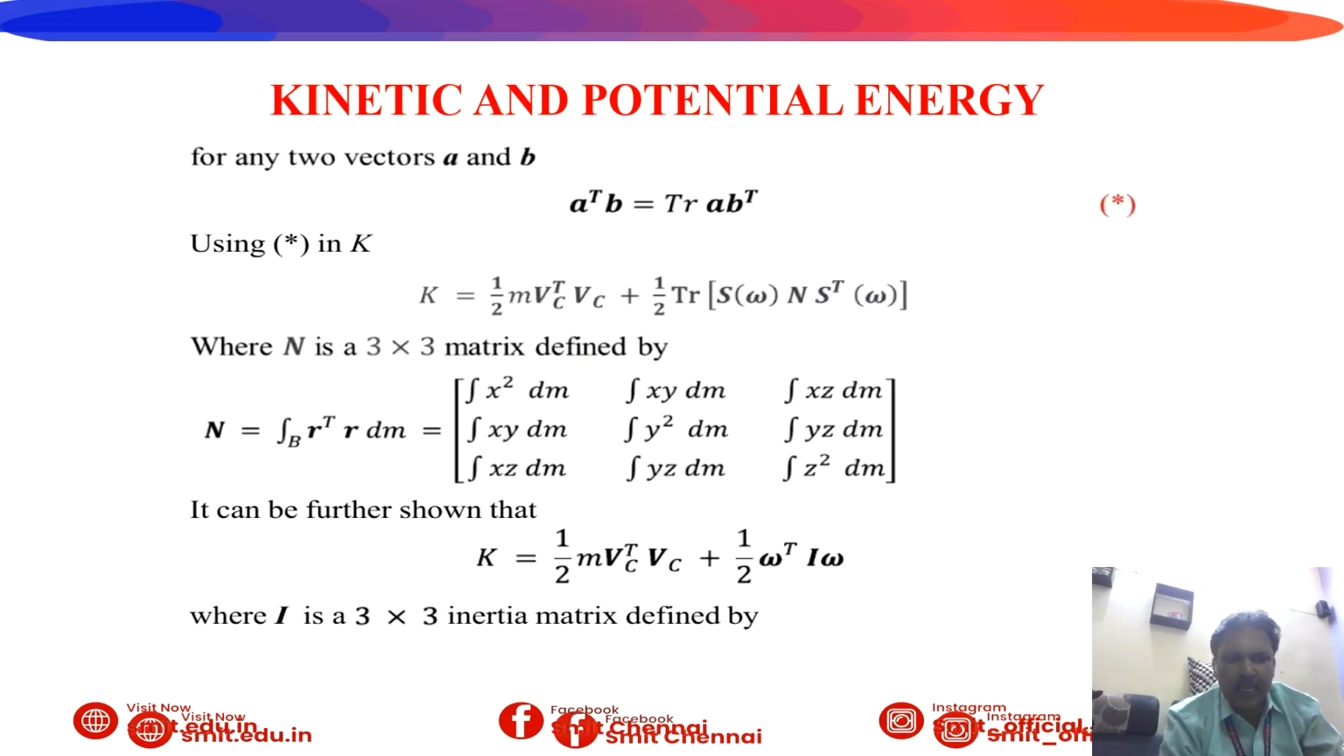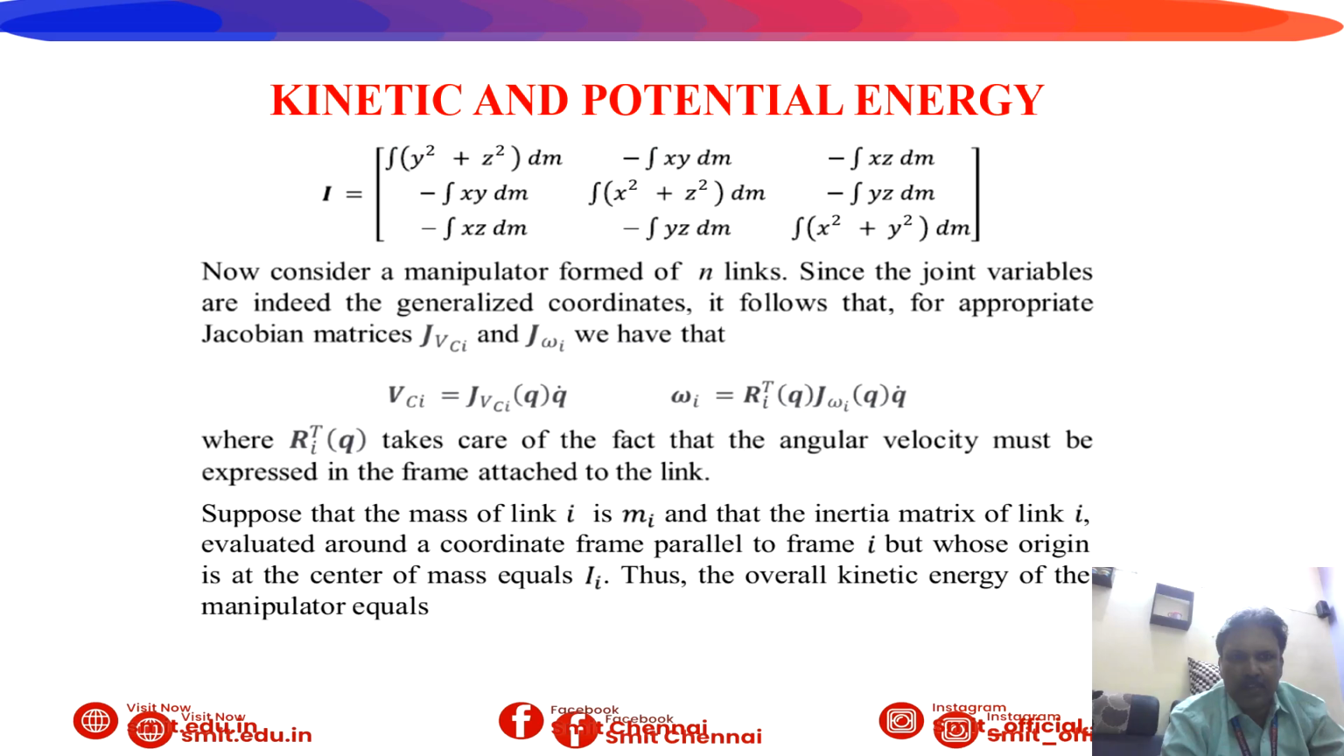Then after it can be further shown that K equal to half m v_c transpose v_c plus half omega transpose I omega, where I is the 3 by 3 inertia matrix, again defined by a matrix form: I equal to integral of (y squared plus z squared) dm, minus integral of xy dm, minus integral of xz dm; minus integral of xy dm, integral of (x squared plus z squared) dm, minus integral of yz dm; minus integral of xz dm, minus integral of yz dm, integral of (x squared plus y squared) dm.